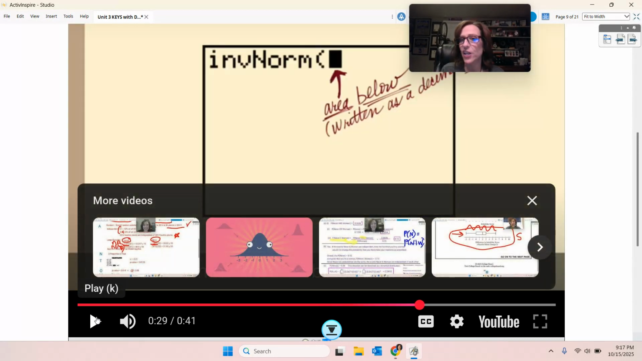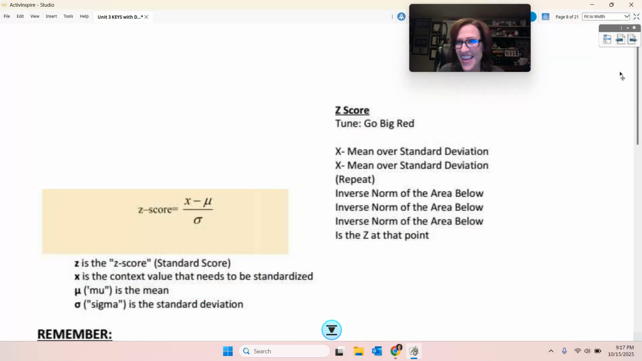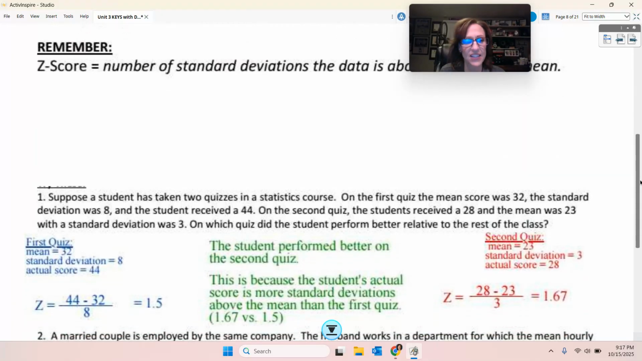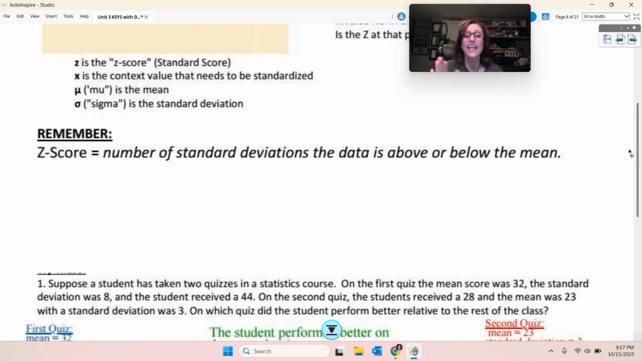Okay, and then it does that other part that is insignificant to you now. It doesn't mean anything anymore since we're going Desmos and not TI calculators. So here's what the big deal is. We want to use z-scores if we want to see how far away something is from the mean.